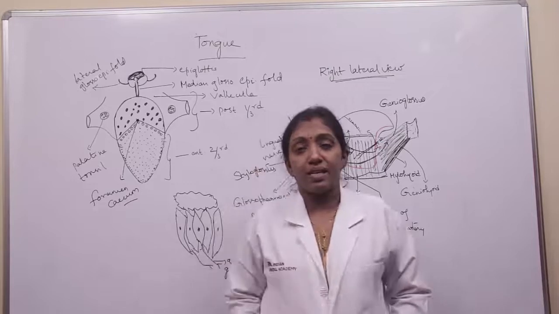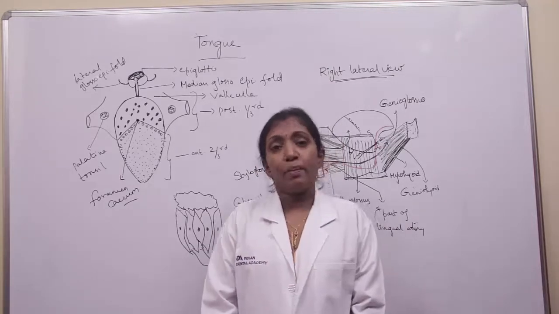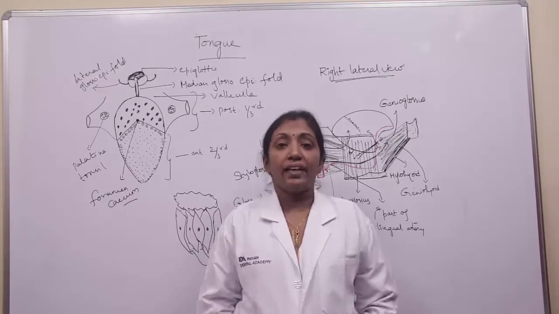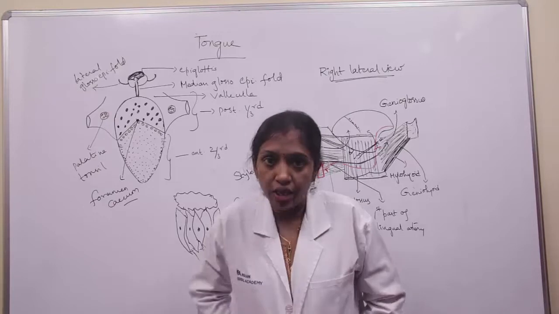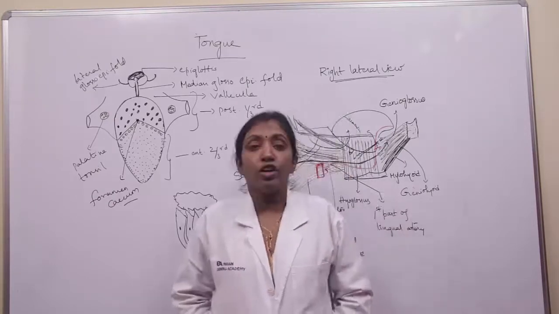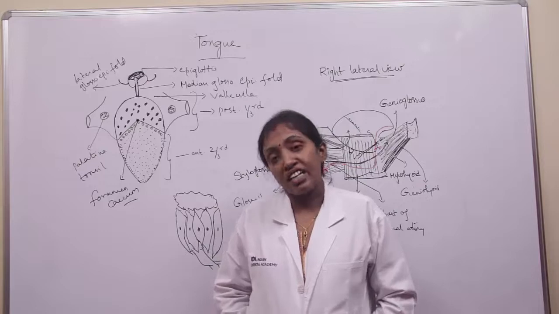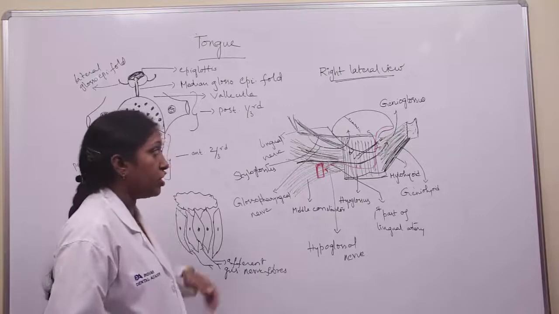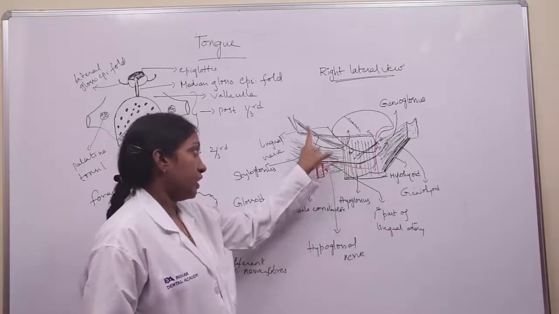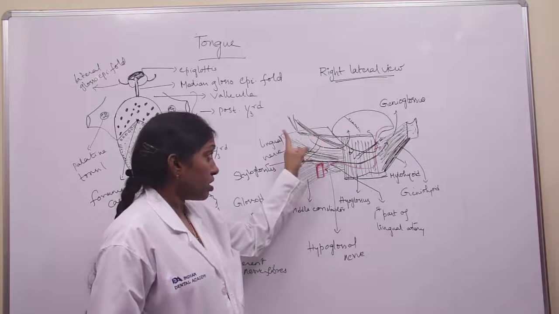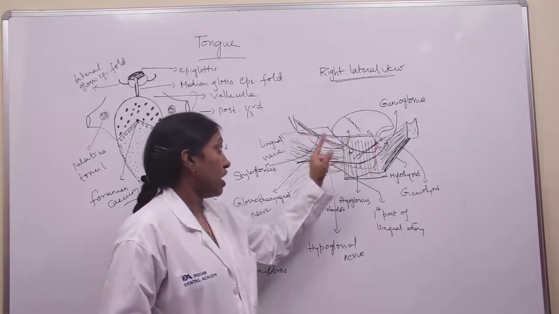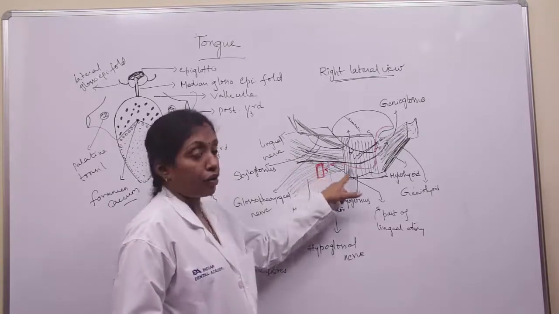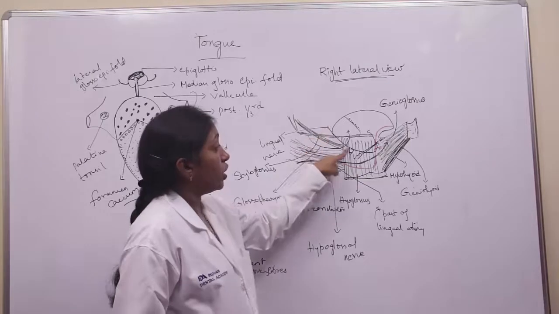Coming to the hyoglossus muscle, it is a quadrilateral muscle and it arises from the superior cornu and body of the hyoid bone, and it is attached to the lateral margins of the tongue between the styloglossus laterally and inferior longitudinal muscle medially. Coming to the relations of the hyoglossus muscle, it is covered by the mylohyoid muscle and it is related to styloglossus. It is also related to the lingual artery, first part of lingual artery, and it is related to the lingual nerve.